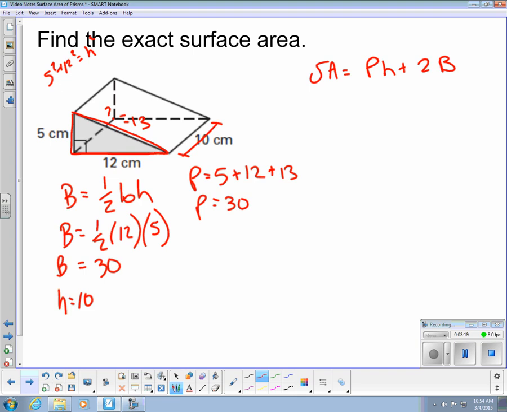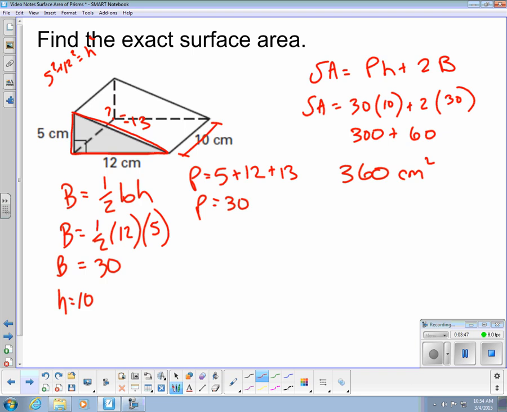If I go and look at my formula over here, I've got everything I need for surface area. So surface area is going to equal my perimeter, which is 30, times my height, which was 10. Remember that that height there is the height of the prism, not the height of the triangle. Two different h's there. Plus 2 times my base, which was 30. And so I got 300 plus 60. So I got 360 centimeters squared because this is my surface area.